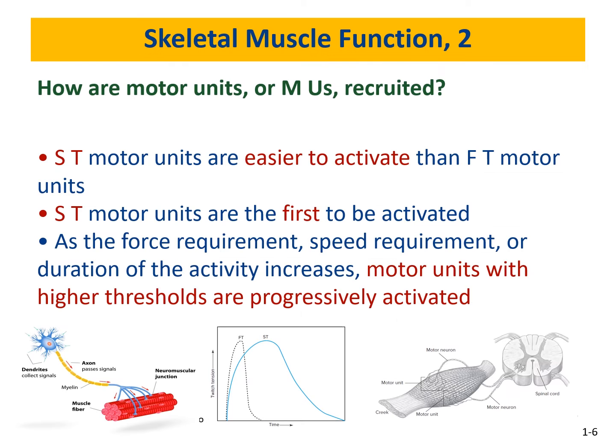Okay, slow twitching motor units. What is the definition of a motor unit? So slow twitching motor units are easier to activate than fast twitching because we have oxygen that's sustainable. ATP concentration is consistent. Slow twitching motor units are the first to be activated because they have the oxygen. As the force and speed requirements of the activity increase, motor units with high thresholds are progressively activated.